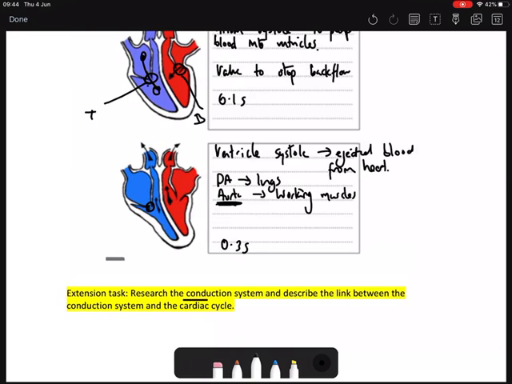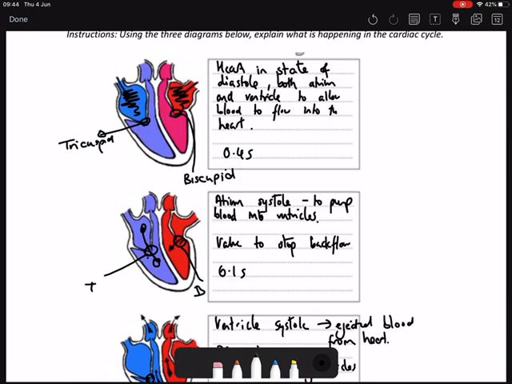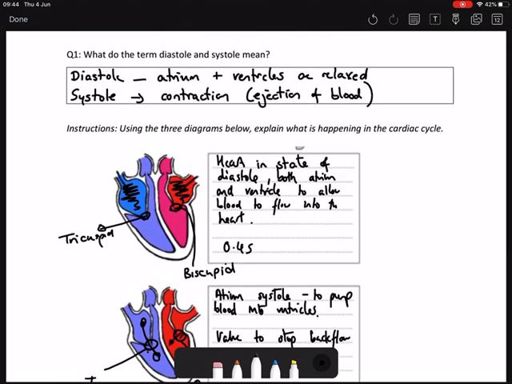Now, the conduction system is an A-level concept. If you require information about the conduction system, you can email me directly. It's complex, but it's really, really interesting how the conduction system and the cardiac cycle work together. But I will do that on an individual basis. So this is Chapter 1B, Lesson 5, Task 2.